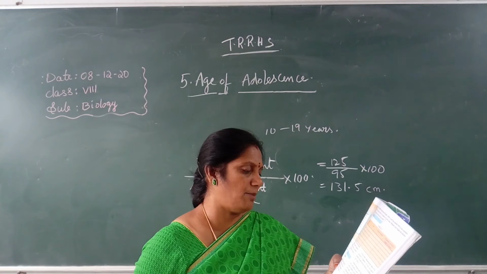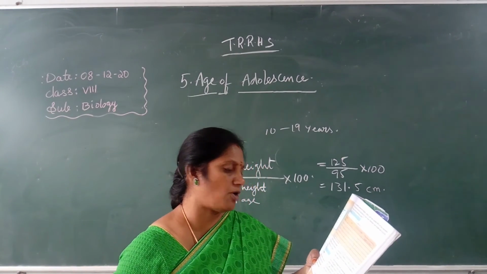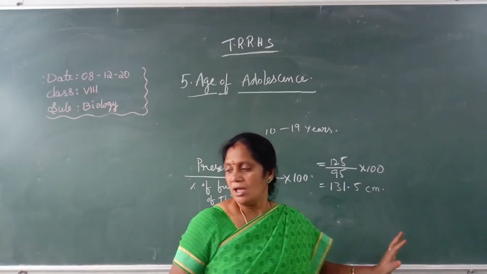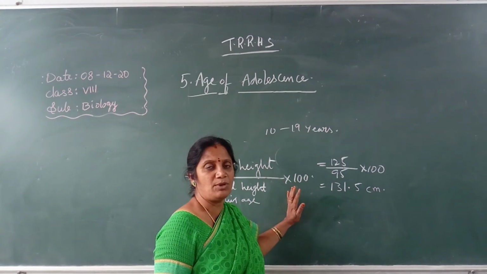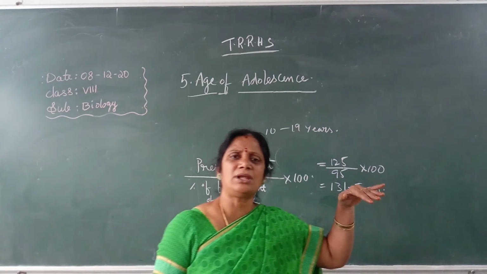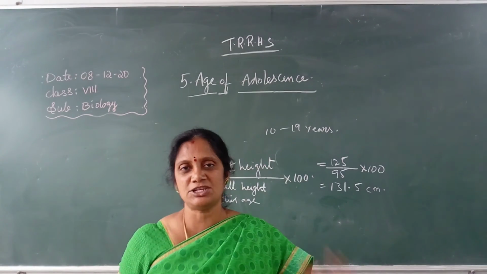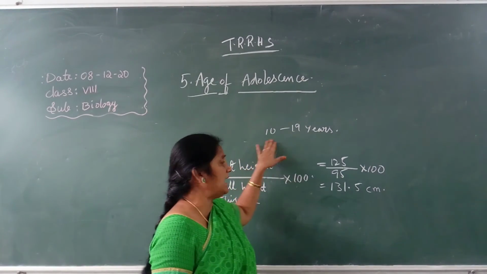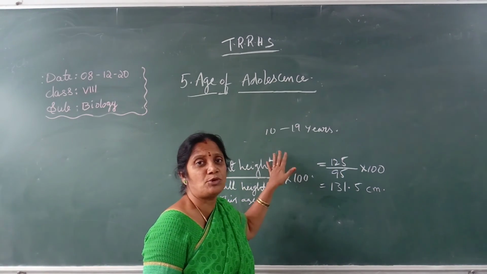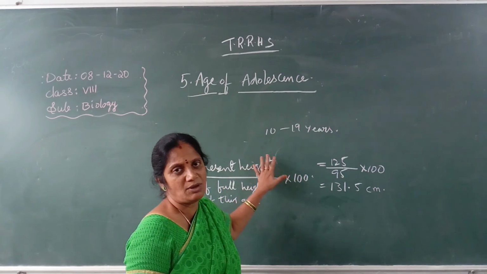To reach a proper height along with heredity, there are several other factors involved. One of them is proper nourishment. Not only the growth table they have given, but it depends upon heredity. For example, if the parents are short, the children may also be short; the chances are there. It also depends upon nourishment. That's why this age, 10 to 19 years, is the growth period. Everyone should take proper food, especially nutritious food, and fruits in your diet. So easily you can attain your maximum height.